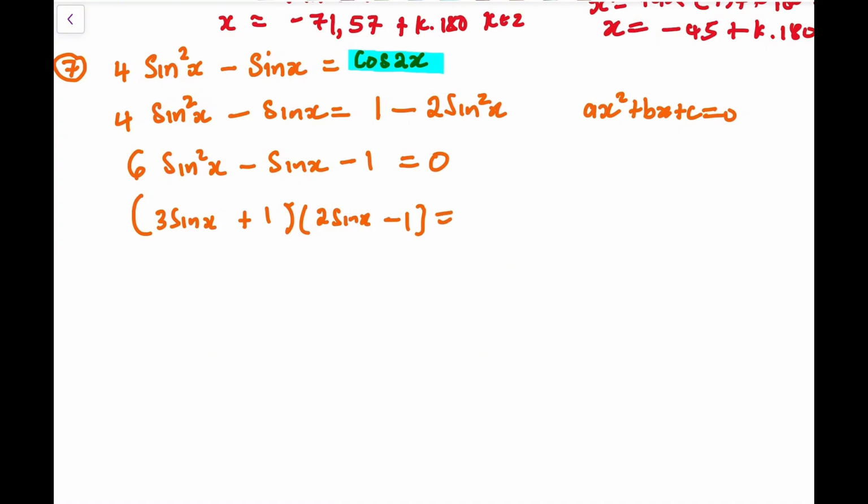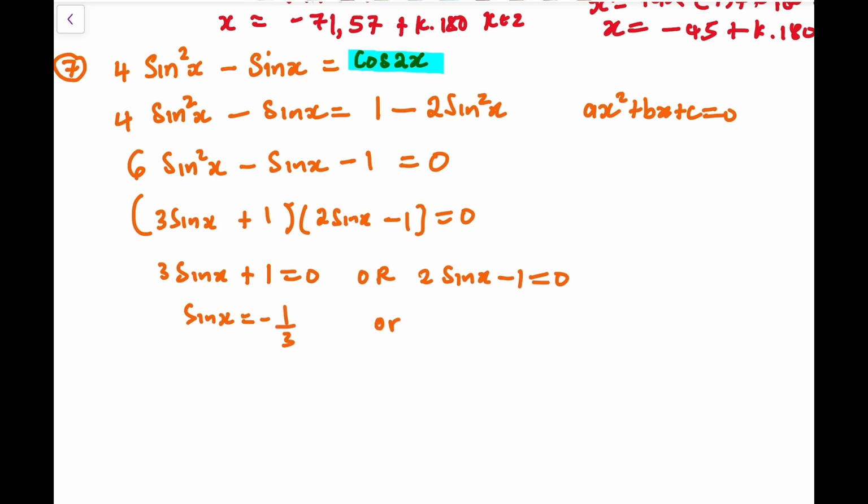Now, this is equal to 0, and that means 3 sine x plus 1 is equal to 0, or 2 sine x minus 1 is equal to 0. And then we are going to have sine x is equal to minus 1 over 3, or sine x is equal to 1 over 2. And now we are doing the general solution for sine.